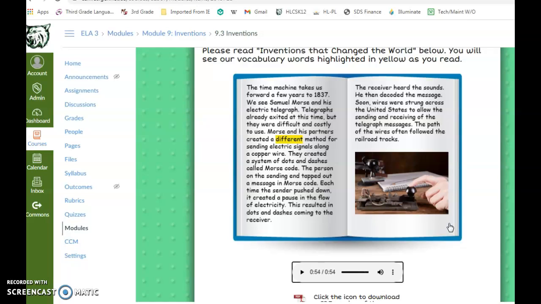All right, so the telegraph actually is kind of what led to the invention of the telephone. So it was a series of taps. For example, someone had to have the code ahead of time. So maybe a tap tap was the letter A. Maybe a tap tap tap tap would be the letter B. So there was definitely a series of taps and dashes that meant different things, and you had to have the Morse code in order to translate it.